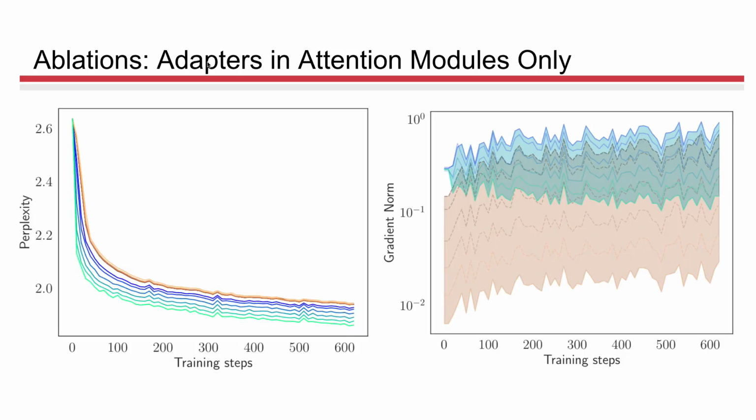They also try using adapters in attention modules only, and they get the same results. rsLoRA improves as rank increases, and then training stays stable for rsLoRA, whereas gradients collapse for LoRA at high ranks.